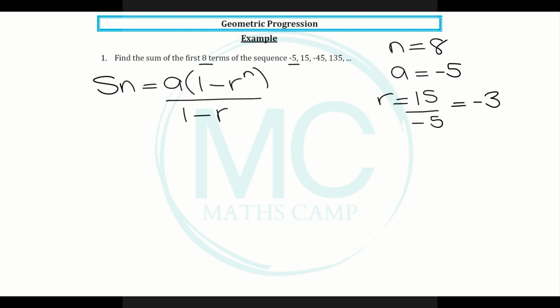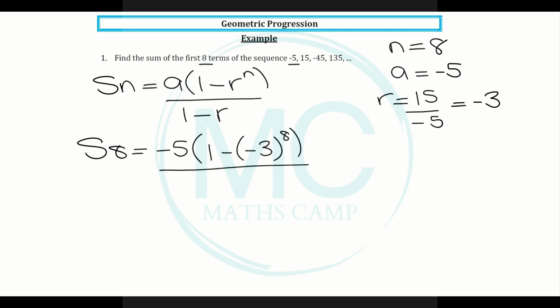Now we can put these values into the formula. We can say the sum of 8 terms is equal to a, negative 5, open a bracket, 1 minus, r is negative 3, so negative 3, with an exponent of n, which is 8, over 1 minus negative 3. And you can put this straight into your calculator.